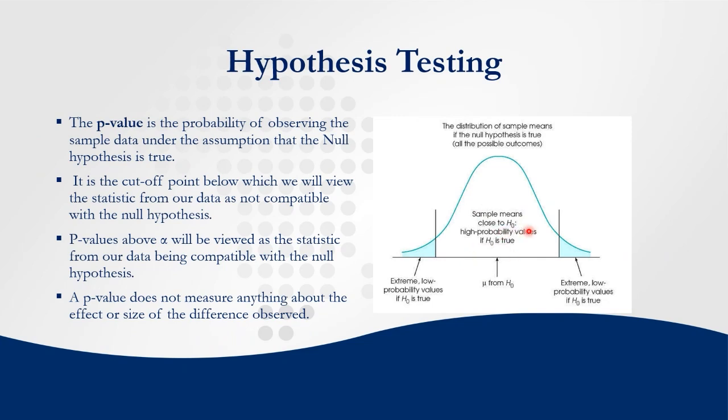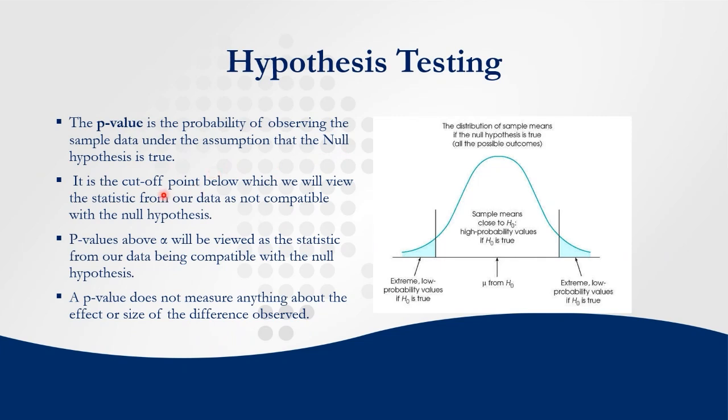We expect the sample means to be close to H naught when the null hypothesis is true. So for example, if we say before and after are the same, we are actually saying the difference is 0. So we will be expecting the differences to be close to 0, because that is what the null hypothesis says. In that way, you can see the p-value as the probability of observing the sample data under the assumption that the null hypothesis is true.